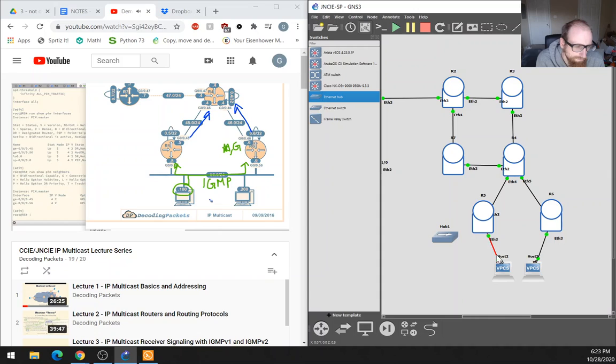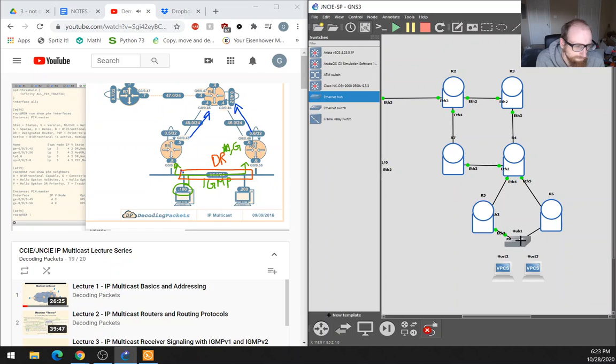So in order to make this process better, what's going to happen in PIM sparse mode is that the PIM signaling is only going to be carried out by the DR. So once the DR is elected, all of the routers on that multicast segment, so the DR concept really applies to this segment down here, will be aware of the presence of the DR, and they will then not bother to perform the PIM signaling.